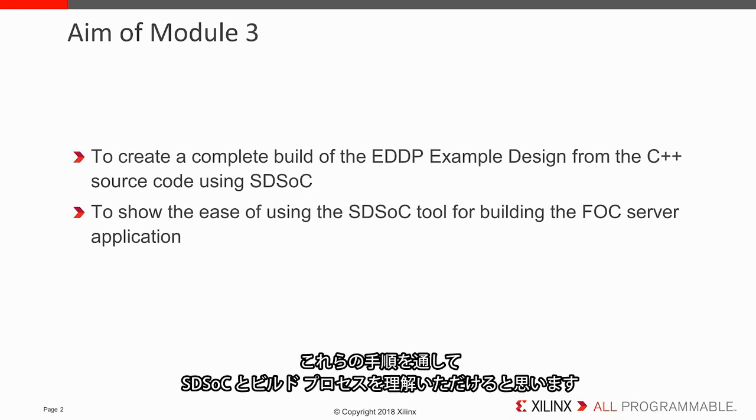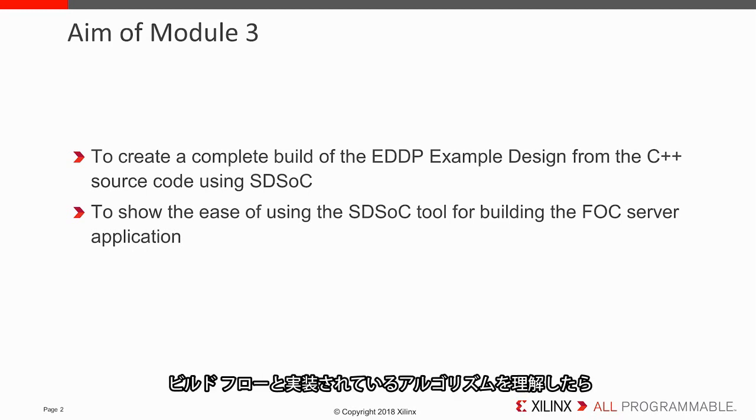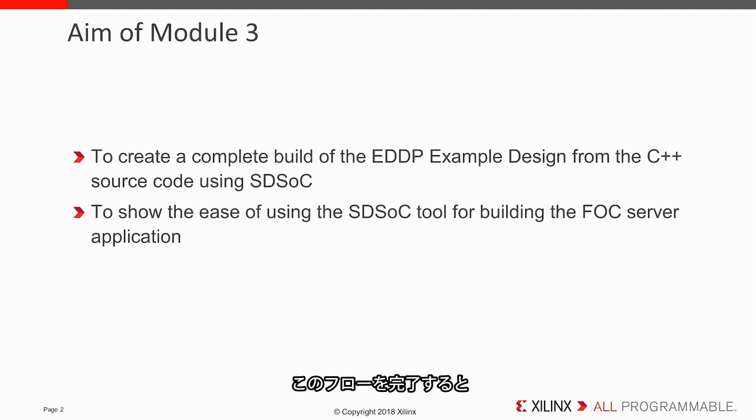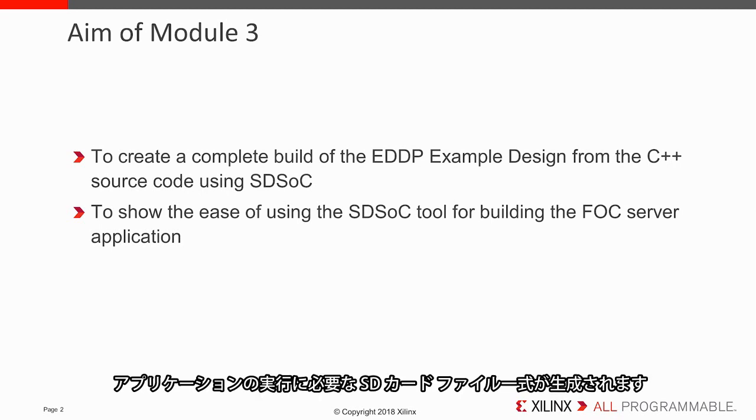Each step involved in the build process has been elaborated to give the user a better understanding of the tool as well as the build process. Once you understand the build flow and also the algorithm implemented, you can choose to edit the source code and rebuild the design to obtain different behavior from the motor. Lastly, going through this flow will provide the user with all the necessary files to upload onto an SD card and run the application.